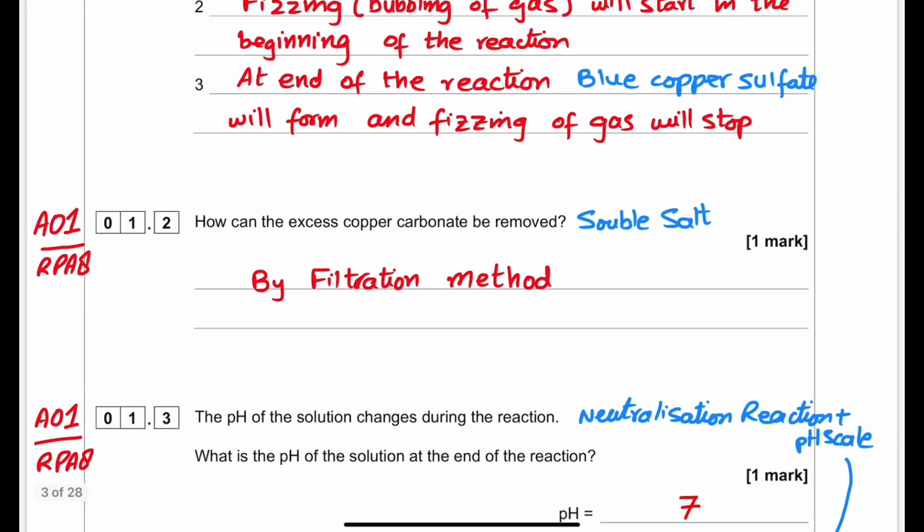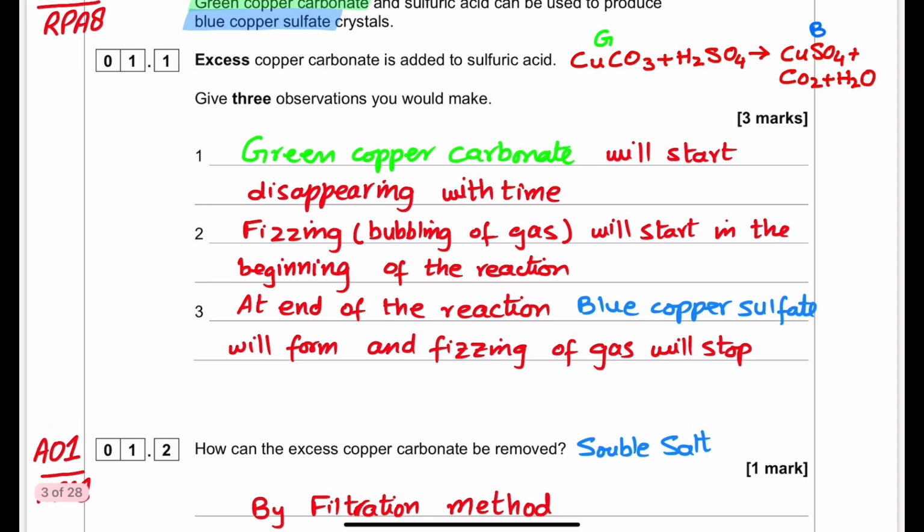If we go back to our chemical reaction, we know that the copper carbonate and sulfuric acid, this is acting as a base, this is an acid, it makes a soluble salt, copper sulfate, carbon dioxide gas is formed, and water will form at the end. So it is a neutralization reaction. So in the neutralization reaction, the pH at the end of the reaction is 7.